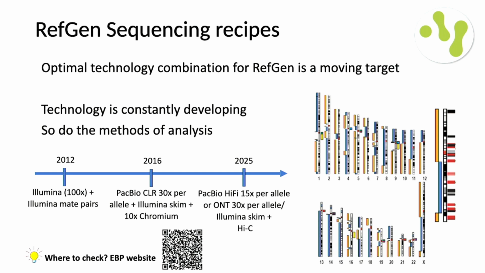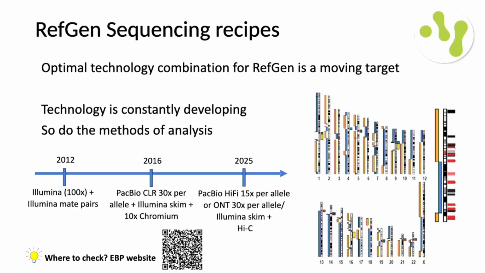So PacBio came first, and then came also Nanopore. But Nanopore was still very expensive and not used for something more than bacteria or fungi. So PacBio was very popular at that time just for reference genome generation. And we used to sequence 30x with long error-prone reads per allele. Then we would do Illumina skim at low coverage to try to correct for those errors.